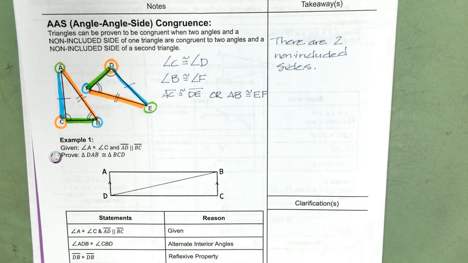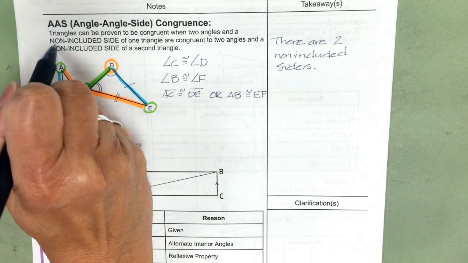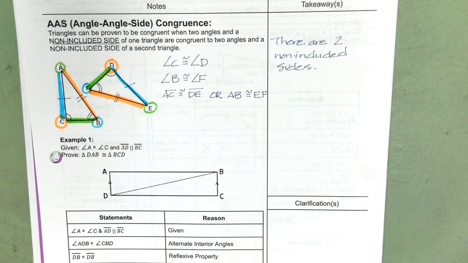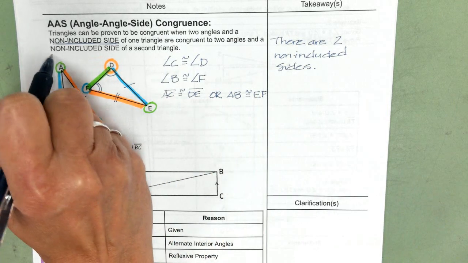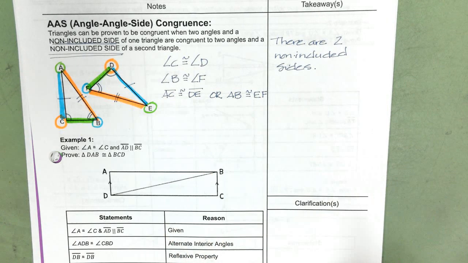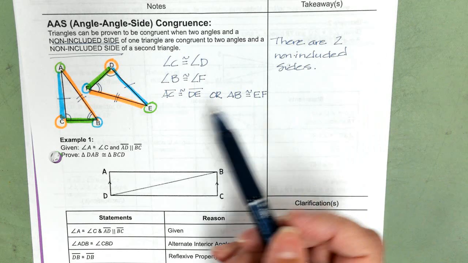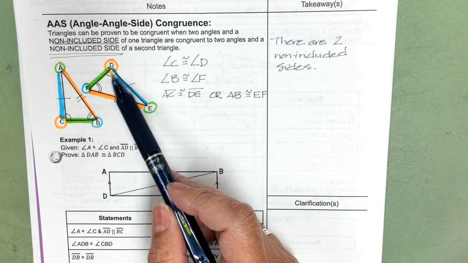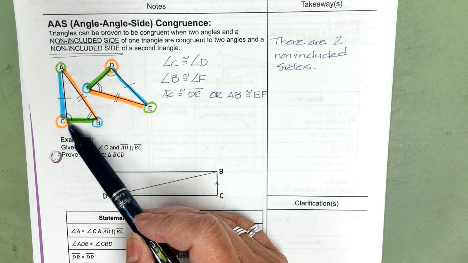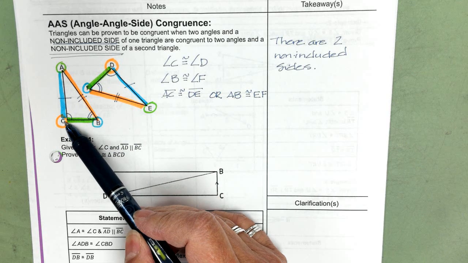In this video, we're going to look at the angle-angle-side congruence, which states triangles can be proven to be congruent when two angles and a non-included side of one triangle are congruent to two angles and a non-included side of a second triangle. So non-included means that the side is not between the two angles that we're told are congruent.